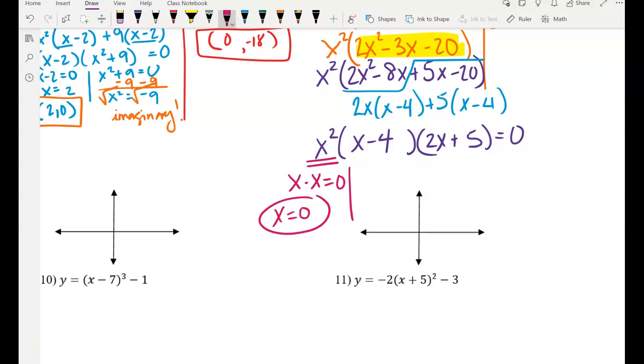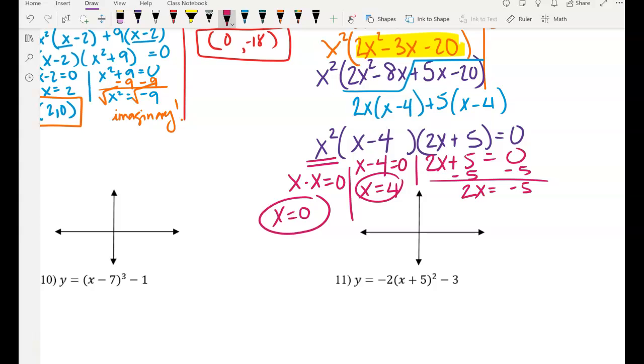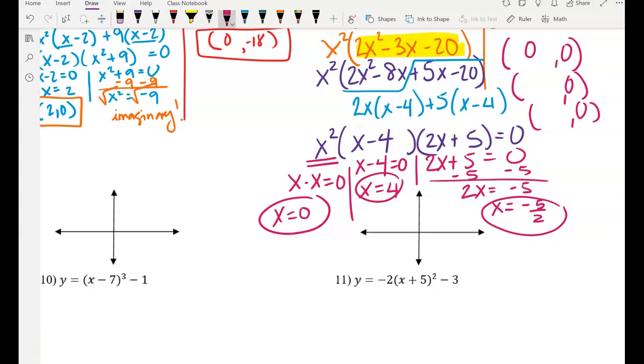So that's 1. We're going to write it in ordered pairs soon. But just give us a second. All right, so this equals 0. 2x plus 5 equals 0. Second x-intercept at 4. Minus 5 to both sides. 2x equals negative 5. The third x-intercept is negative 2.5. All right, ordered pairs. They should all have a y value of 0. So here we go. (0, 0), (4, 0), and then (negative 5 over 2, 0).